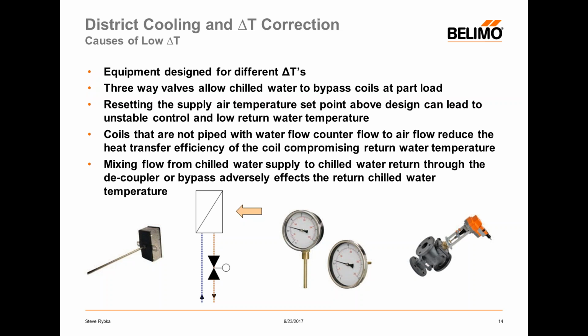Resetting your supply air temperature above set point can lead to unstable control, lower return water temperatures, and also compromise comfort in the spaces. Coil piping has to be done correctly. It's amazing how you do find coils that are not piped with water flow counterflow to the airflow in facilities, and this does compromise return water temperature. Of course, the bypass and the decoupler, necessary evils in our system, but they do send supply water back to the return side and compromise that overall return water temperature.